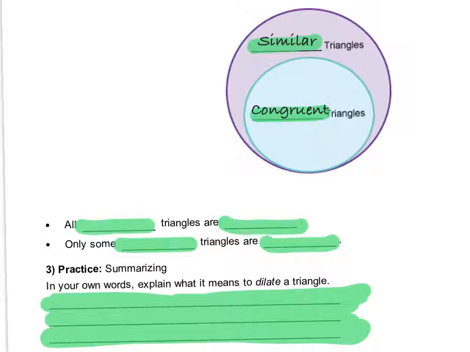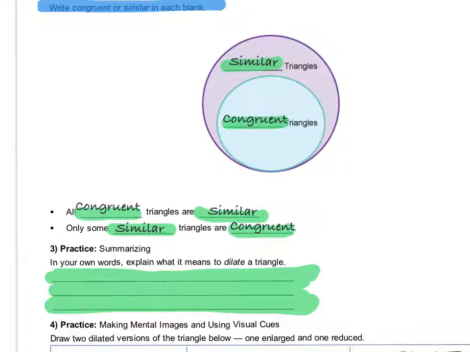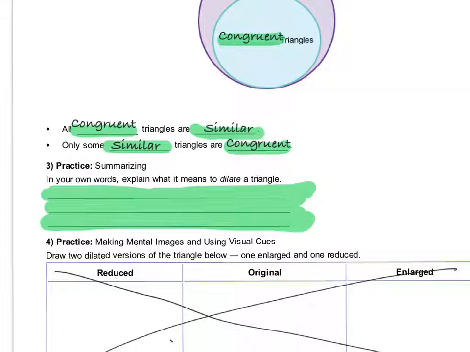Let's fill it in. Okay, so keeping it moving. All congruent triangles are similar. Only some similar triangles are congruent. So now it says, in your own words, explain what it means to dilate a triangle. Well, to dilate something is just to make it either bigger or smaller. Think about when you go to the eye doctor and they dilate your eyes. They look in to see any imperfections and they're making it larger. That's all. So it's an enlargement. Dilation can be an enlargement or reduction.